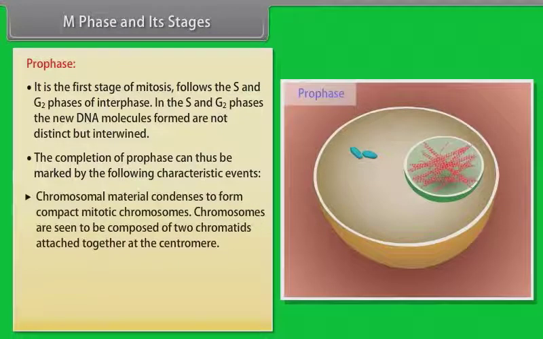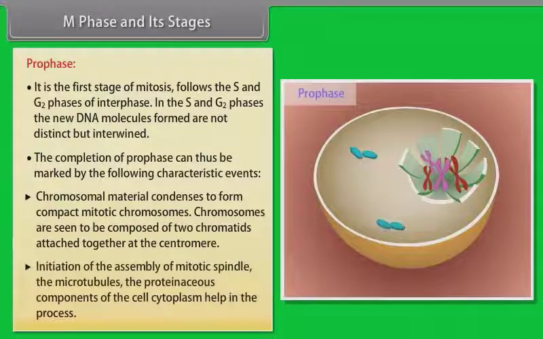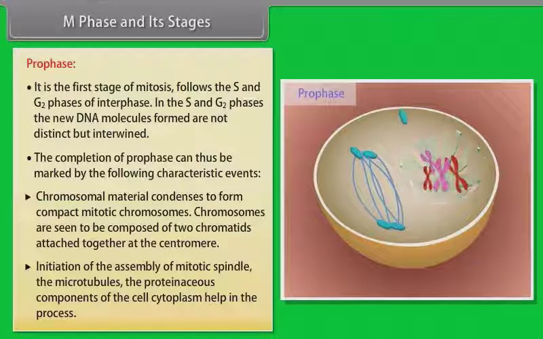Chromosomal material condenses to form compact mitotic chromosomes. Chromosomes are seen to be composed of two chromatids attached together at the centromere. Initiation of the assembly of mitotic spindle: the microtubules, the proteinaceous components of the cell cytoplasm, help in the process.